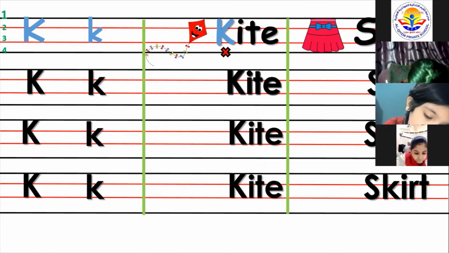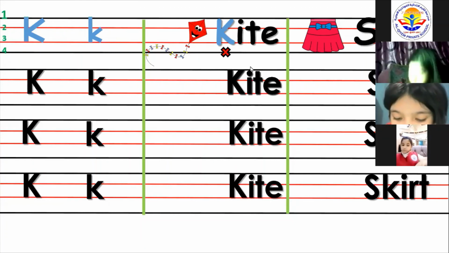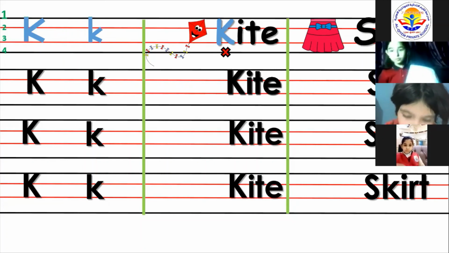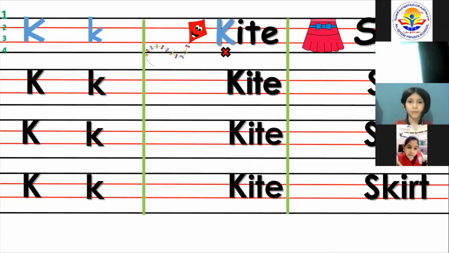So this is the 11th letter of the English alphabet. هذا هو الحرف الرقم 11 من الحروف الإنجليزية. Its name is K. اسم الحرف K. Its sound K. صوت الحرف K. We learned how to write it. تعلمنا كيفية كتابته. And we had examples. For example, the word kite and the word skirt.